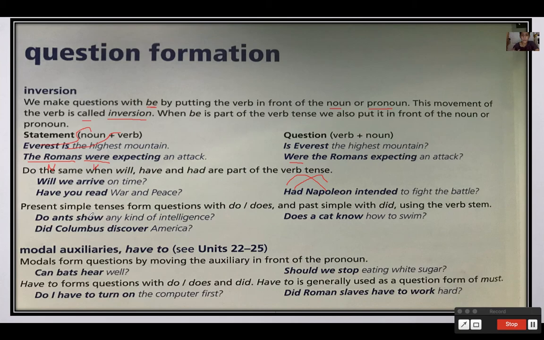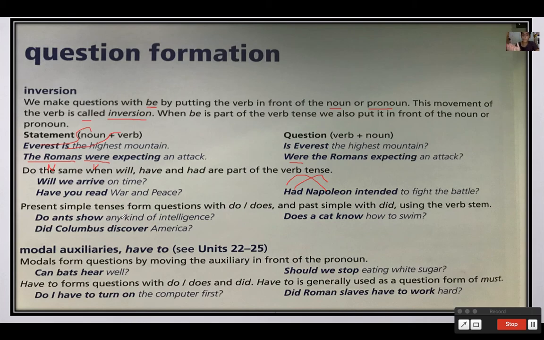In the present simple forms, we make questions with do or does, and in past simple with did, using the verb stem. For example, do ants show any kind of intelligence? If we want to make that question into a sentence, we must say ants show a kind of intelligence. Okay, but that is a statement. In this case, we are talking about questions. Remember, present simple is for actions that you do every day. Every day is a routine. So for the present simple, we use the auxiliaries do and does.